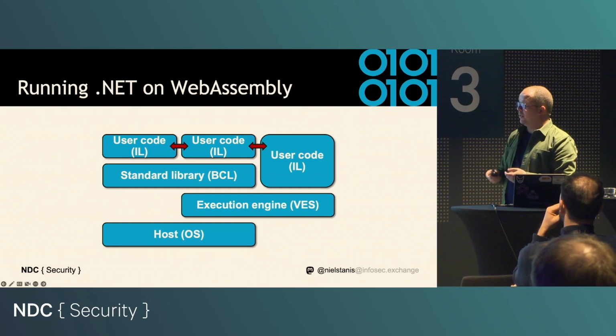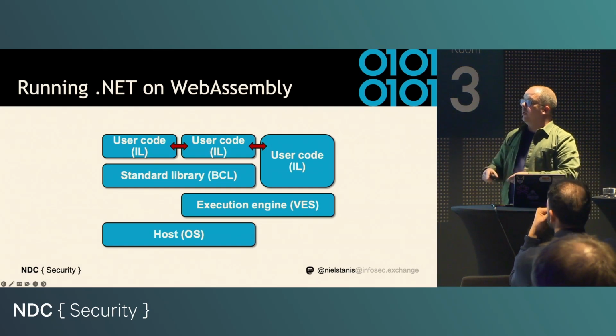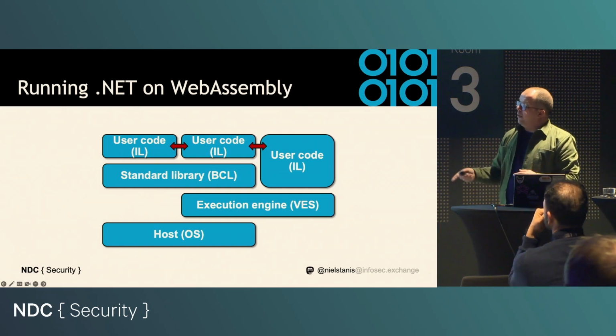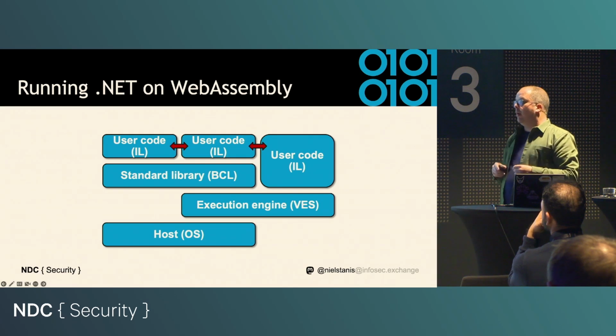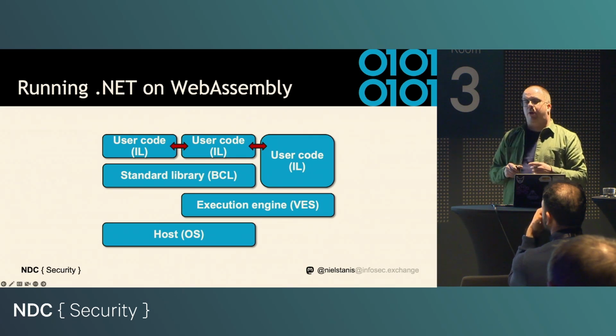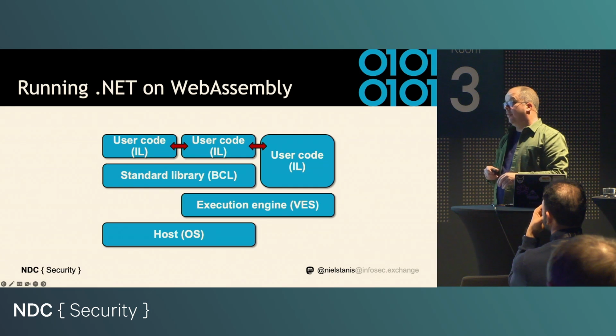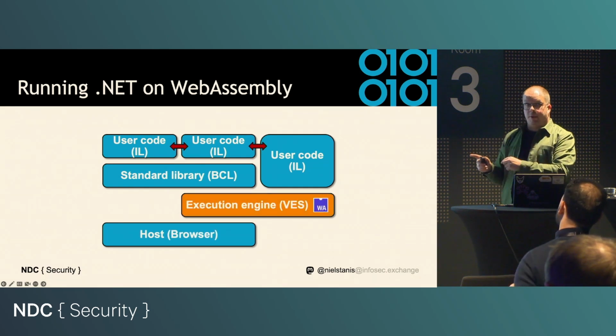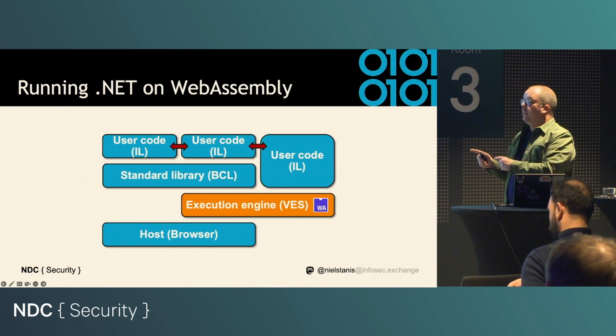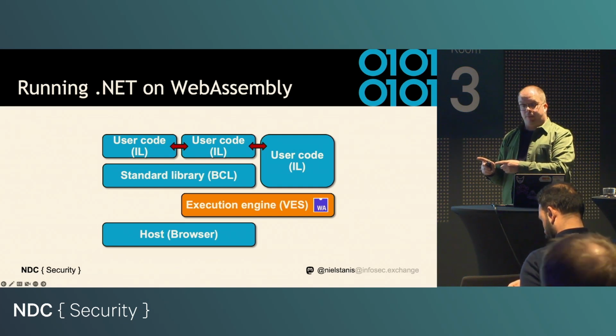So if you start a process, the CLR will take care of bootstrapping. It will start out and then it will run your app. And that, of course, all runs on top of your host. And how can we run .NET on top of WebAssembly? We can replace the execution engine with one that's based on WebAssembly. And of course, we need to run it inside the browser, right?